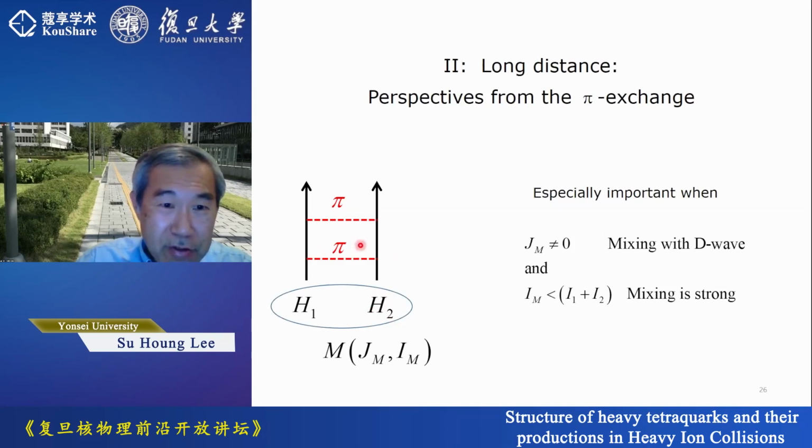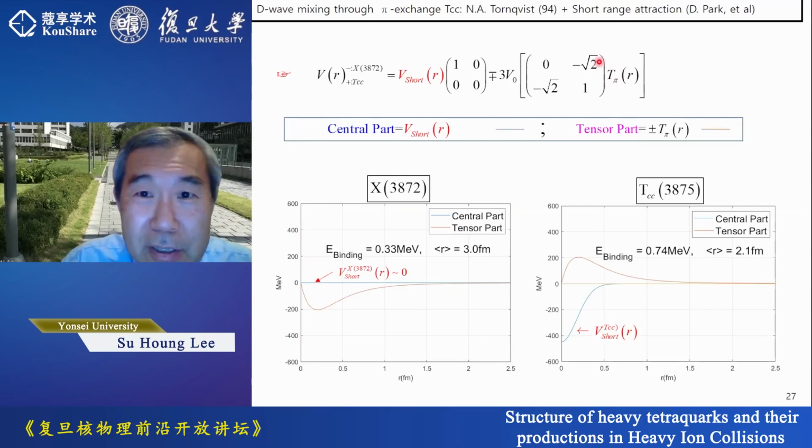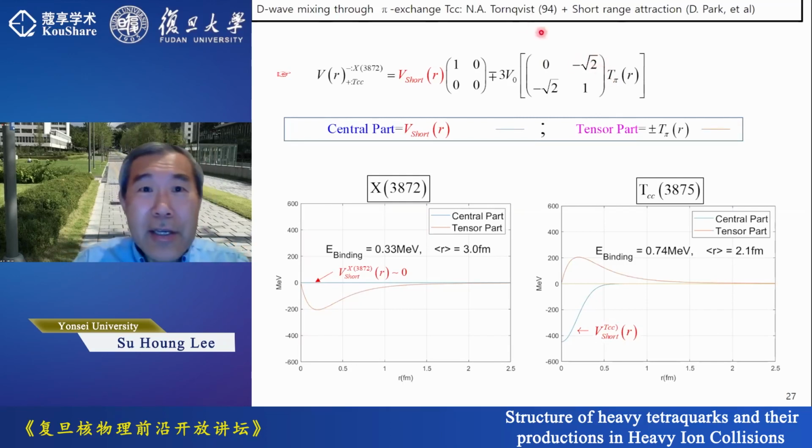But if you have a pion exchange, then the intermediate state is a D wave state, a spin 2 orbital angular momentum state. And you can have a mixing between D wave state and S wave state because of the quantum numbers. And this is precisely what you will see occurring, which was first obtained by Tornqvist in both the TCC channel and X channel. And this is a so-called off-diagonal element, which when you diagonalize gives you a mixing.